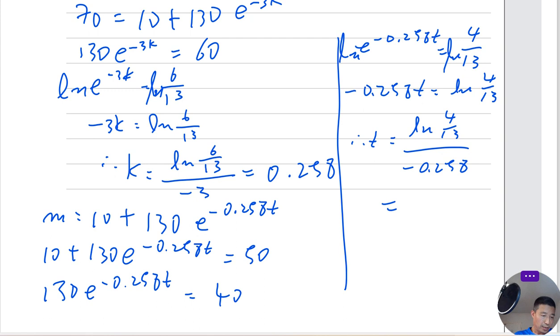Let's find it out. Divided by negative 0.258. So I've got 4.57 years, right? That should be the answer.